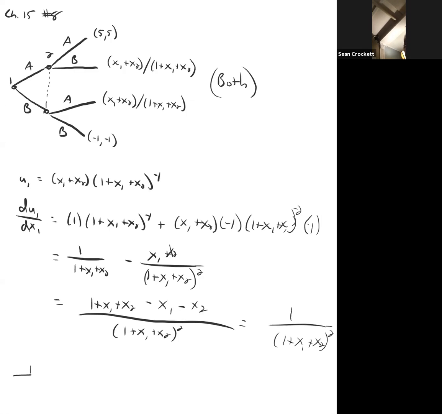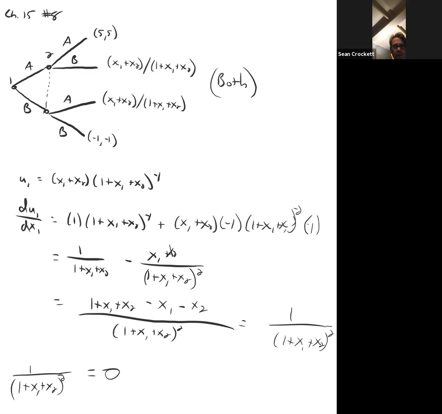So 1 over 1 plus x1 plus x2, we want that to equal 0. All right, let's see. Yeah, that's the problem. I can't set it equal to 0. There's no way to make this happen. So basically the closest I can get is when both players make the numbers as big as they possibly can.